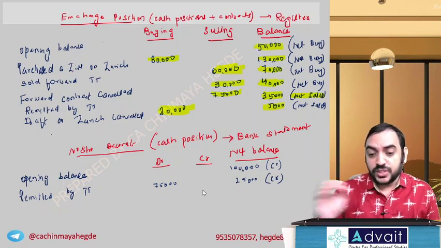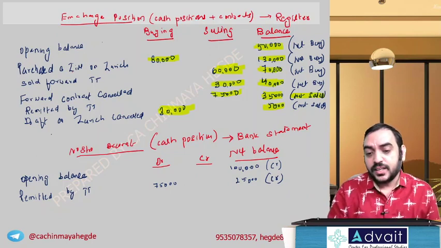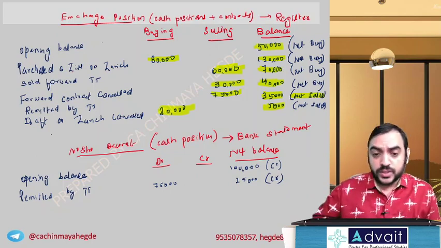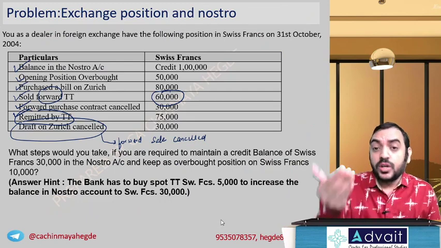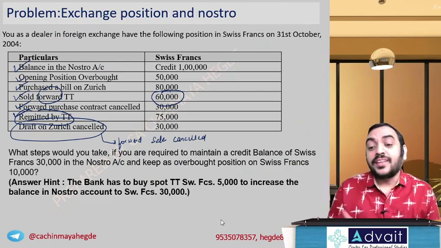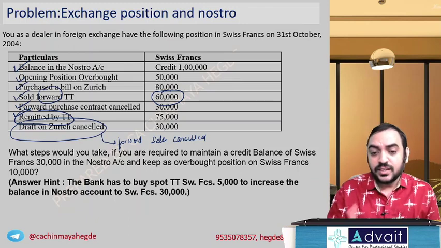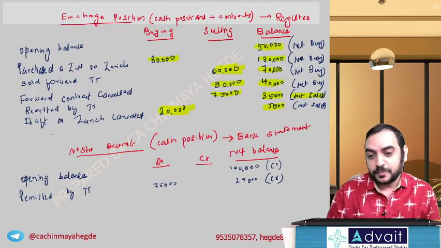Purchased a bill means you just got it. Draft on Zurich cancelled: you had issued a draft earlier, now it's cancelled. So earlier you sold a forward contract, now it got cancelled. So it is a forward sale contract cancelled. Therefore, it is like a sales return, which will come in the purchase column.